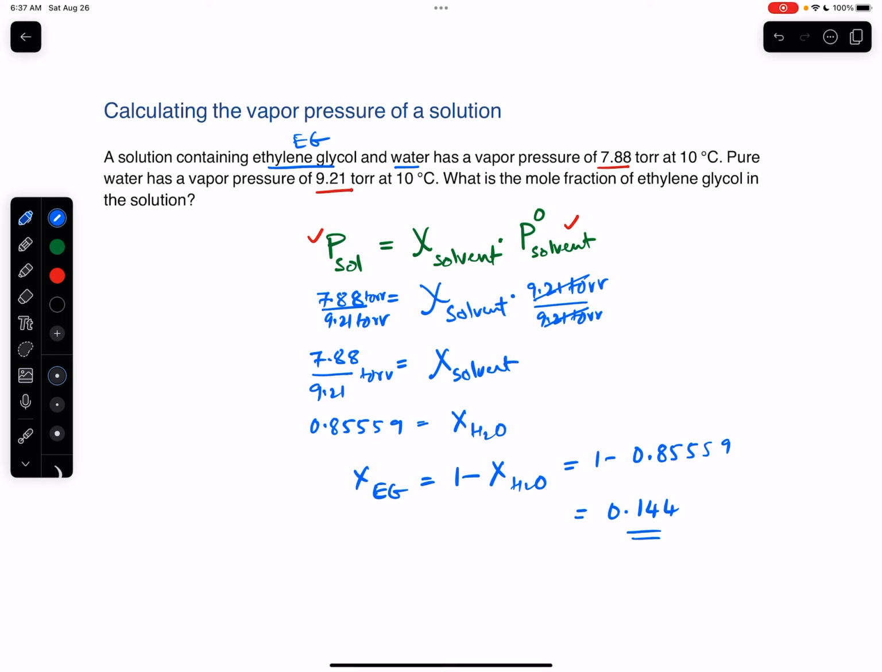And there you have it. That's the mole fraction of ethylene glycol in the solution. I hope that made sense.